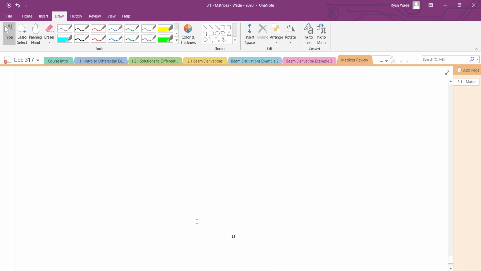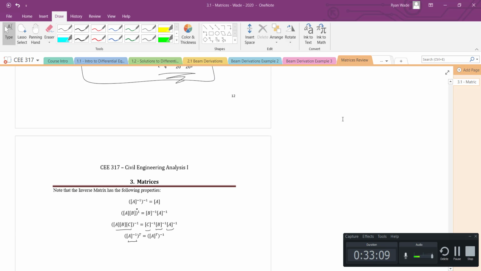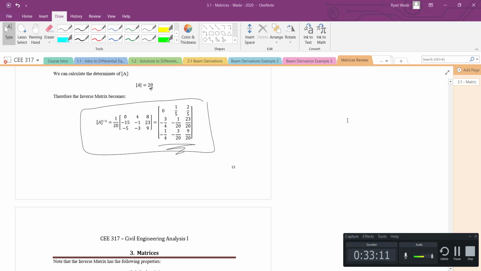That's all I have for today, so that should cover our matrix review. What we're going to see next time is how this applies to civil engineering. So we're going to use an example and go through the matrix manipulation for an actual example. So how to come up with a matrix for a civil engineering application, and then how to solve it.